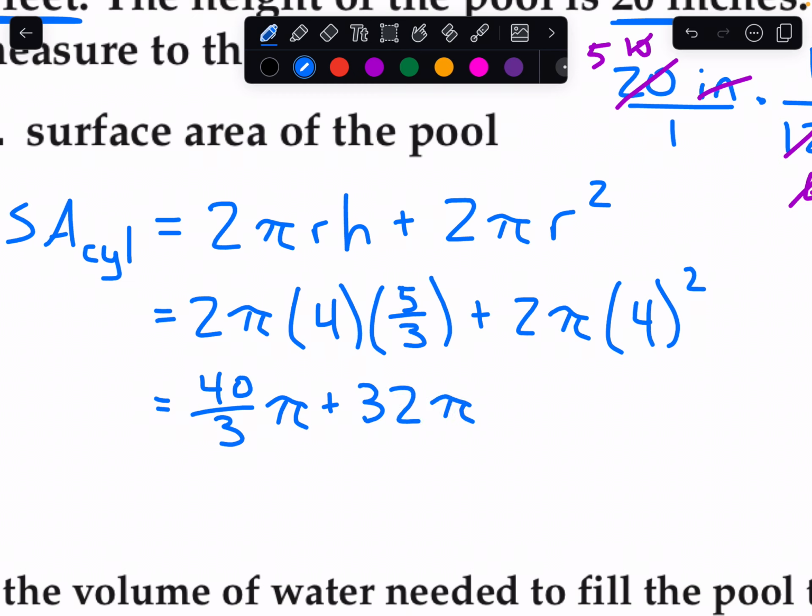So that's the most precise exact answer, but since we're going to have to put it in the calculator anyways, we want to round our answer to the nearest tenth, so we should get 92.2 feet squared.